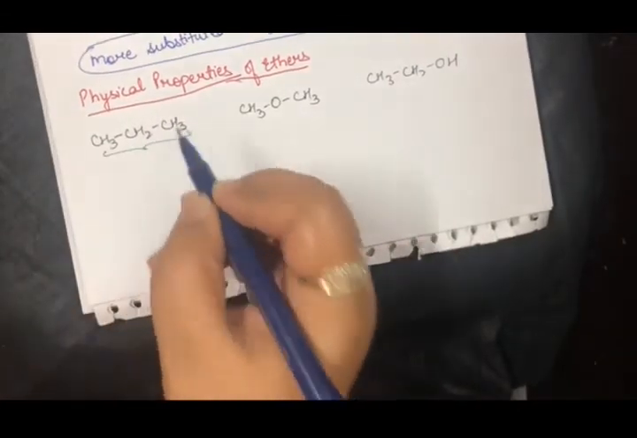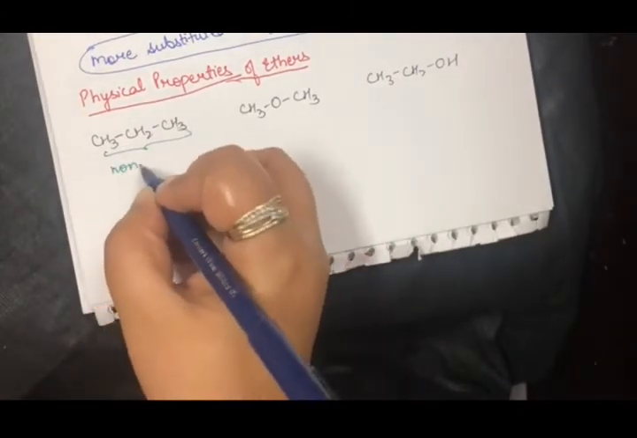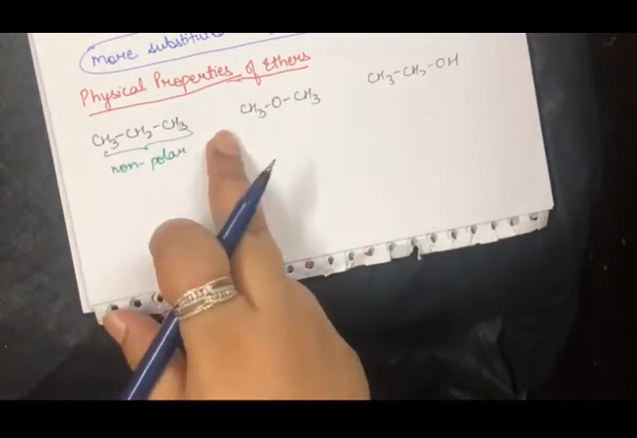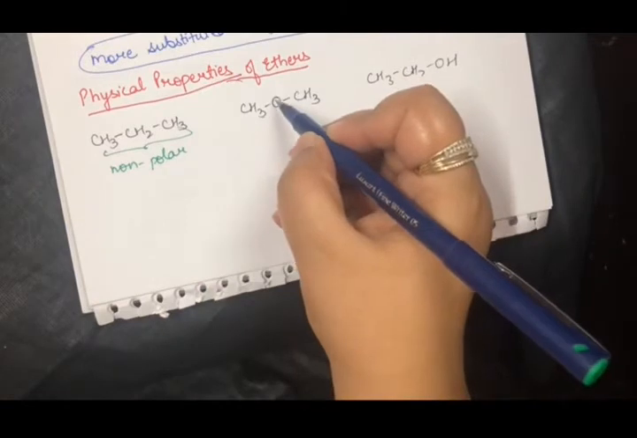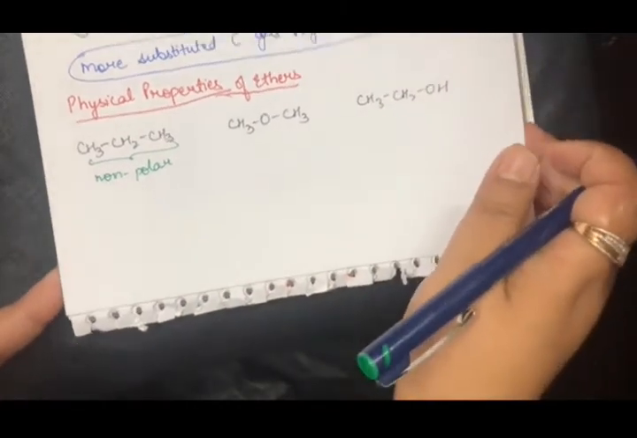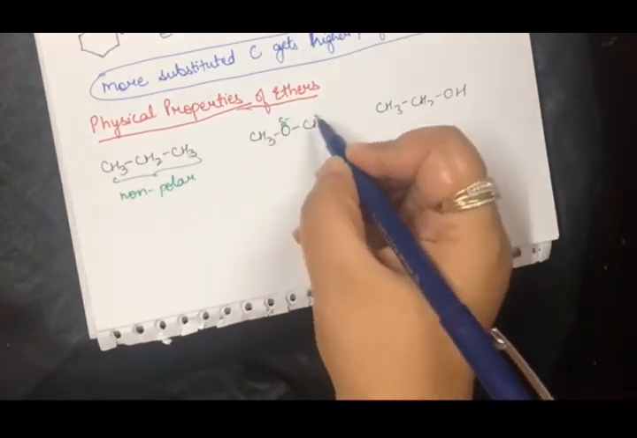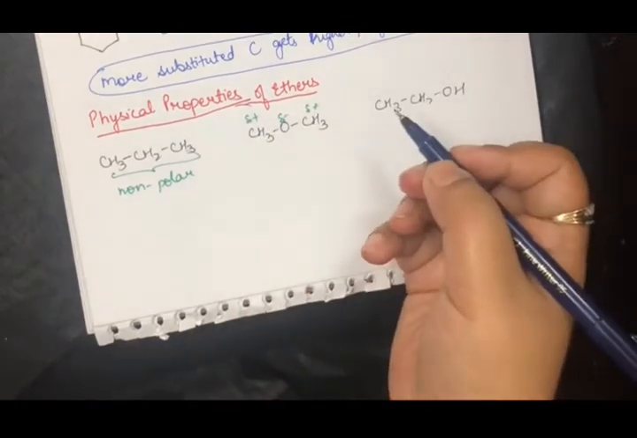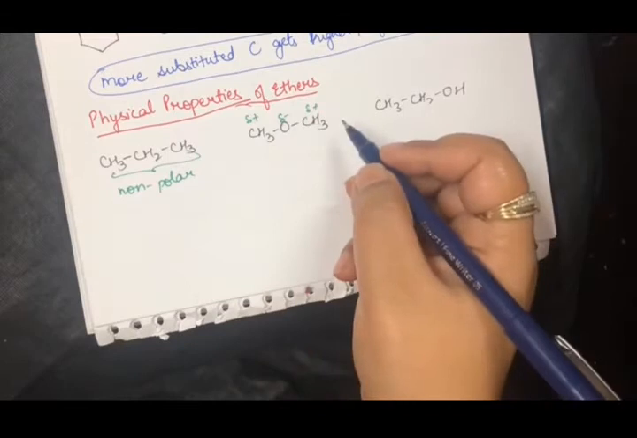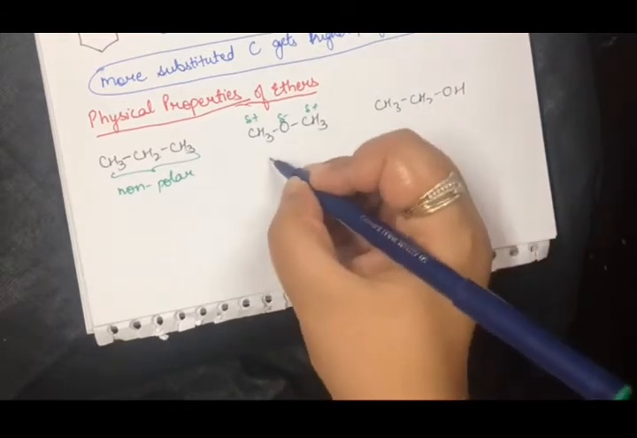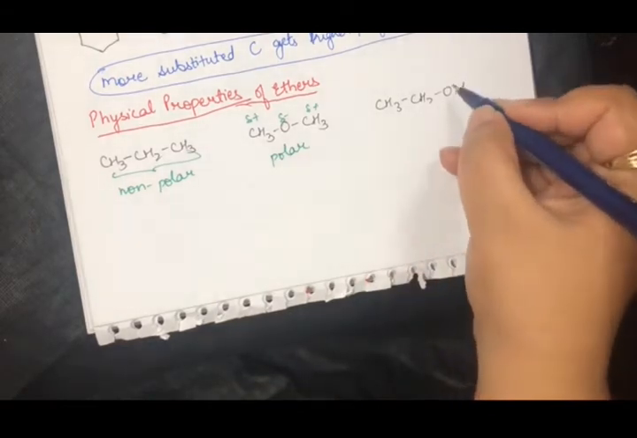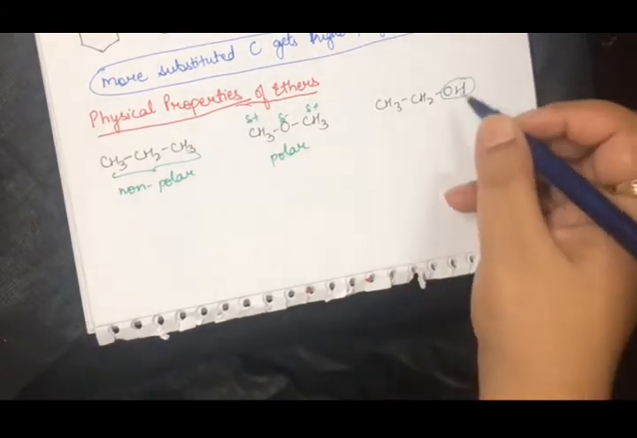If I talk about these, this is my hydrocarbon, and this is non-polar. Why is it non-polar? Because it has only hydrophobic groups. Now when I talk about ethers, definitely oxygen has more electronegativity than the other 2 carbons. So this is going to be negative, these are going to be positive and positive. Though the magnitude might vary depending upon the number of carbons present, still we'll say that these are polar. Now what about this? This is definitely polar because it has an OH group.